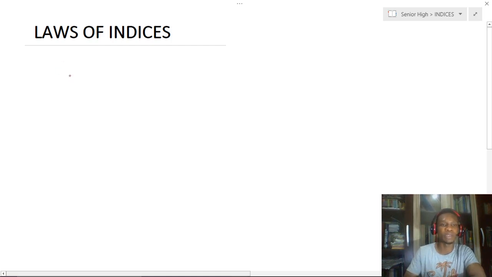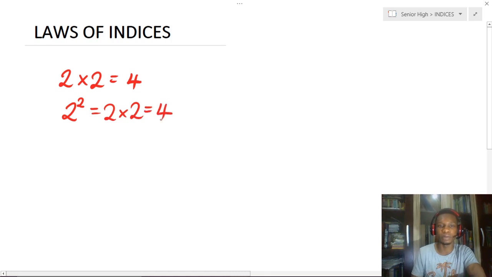Like, let me write, when you say 2 times 2, it's equal to 4, right? But if I also write it in an indicial form, I would have written just 2 raised to the power of 2, because when a number multiplies itself, you can count the number of times that number appears. So how many times is this number appearing? Twice, right? So you can say 2 is raised to the power of 2. This still means 2 multiplying 2, which is equal to 4. Now, this is a very good example of an indices, where the indices here is this number 2. So let me use a different color to circle this number 2.